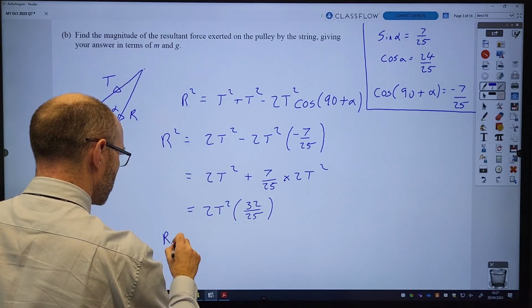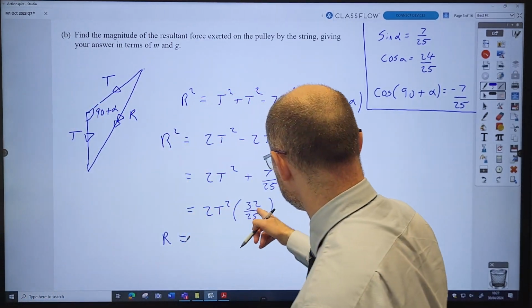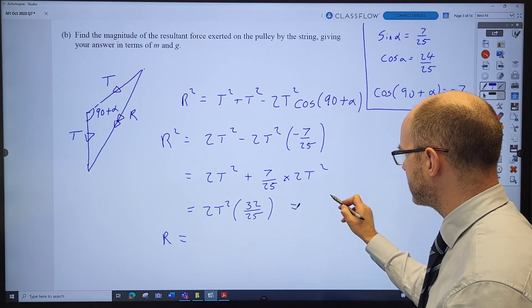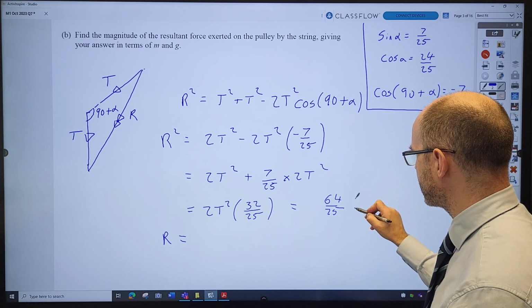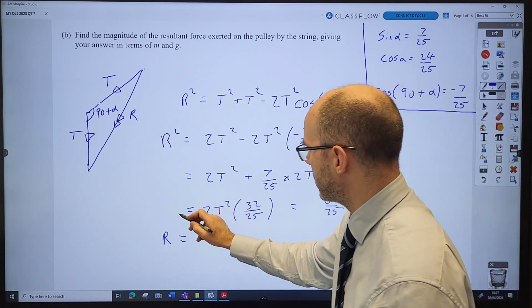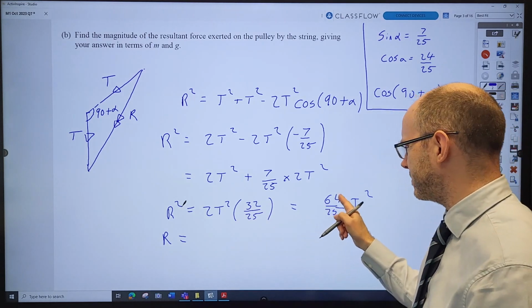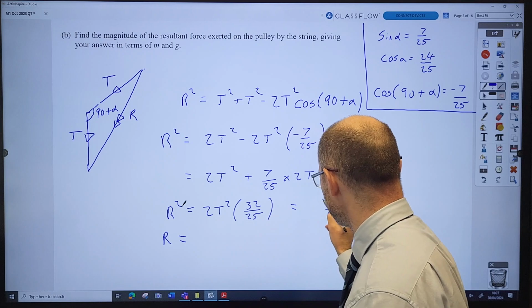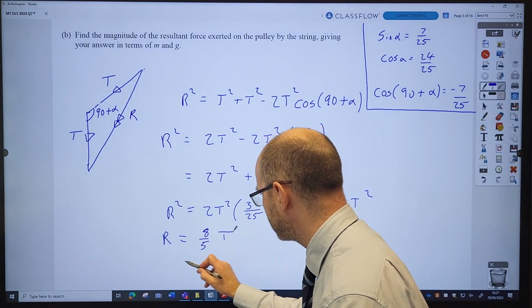So R is going to be the square root of that. Before I square root it, why don't I just do 2 times 32 as well? So that's going to be 64 over 25, multiplied by T squared. That's what R squared is, and then square root that. This is so lovely when you get nice square numbers that you can easily reach. So the root of that is 8 over 5 multiplied by T.